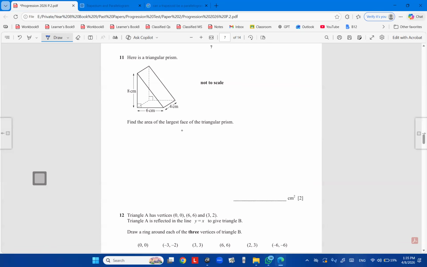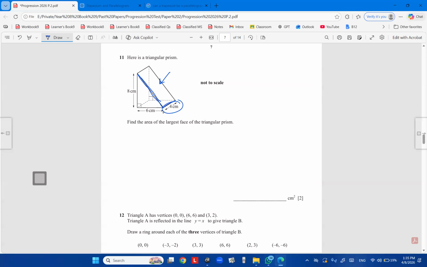They want you to find the area of the largest face. If you notice here, the largest face is obviously this parallelogram, or actually it's not a parallelogram, it's a rectangle. So I need 4 multiplied by this. Actually, both are going to be the same here in this case. So it is 4 multiplied by this side.